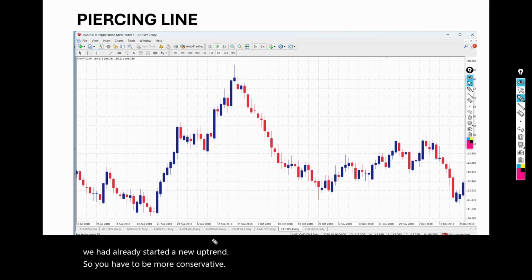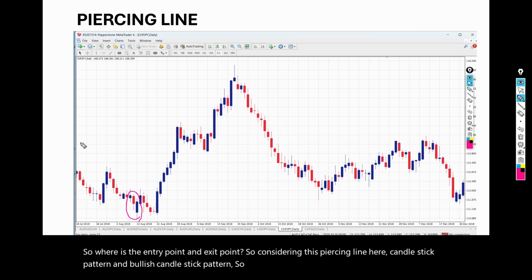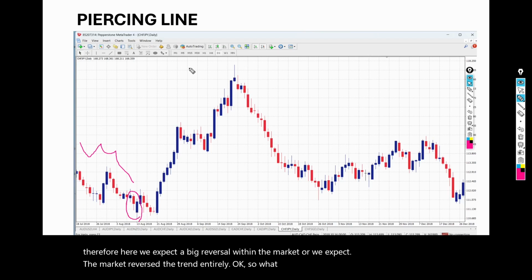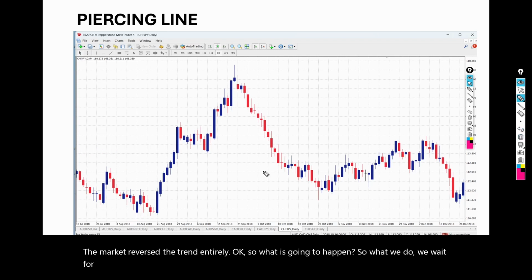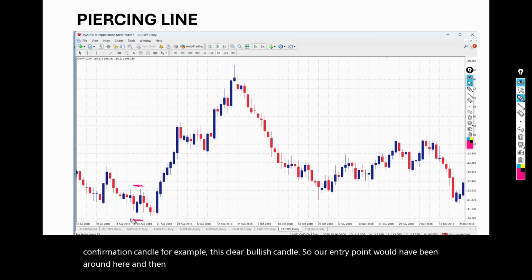So where is the entry point and the exit point? So considering this piercing line candlestick pattern and bullish candlestick pattern, we expect that we are coming from a downtrend, and therefore here we expect a big reversal within the market, or we expect the market to reverse the trend entirely. Okay, so what is going to happen? So what we do, we wait for a confirmation candle which is bullish. After the piercing line has been formed, wait for a confirmation candle, for example this clear bullish candle. So our entry point would have been around here, and then the stop loss is below the piercing line, and therefore we could catch this wave up.